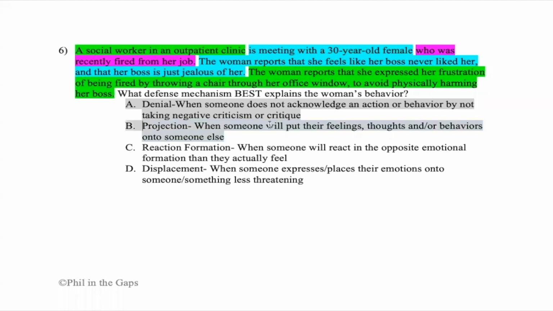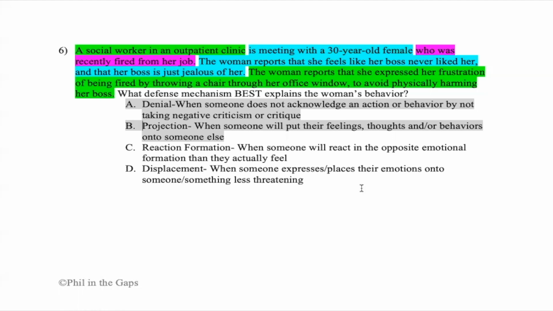We're also going to rule out B, projection. Why? Because projection would be where this 30-year-old female puts her experience onto somebody else. If we look back at the question, she says she feels like her boss never liked her and that her boss is just jealous of her. If she came out and said, hey, I'm actually jealous of my boss, and this is why I reacted the way I did, we'd be looking more along the lines of projection.